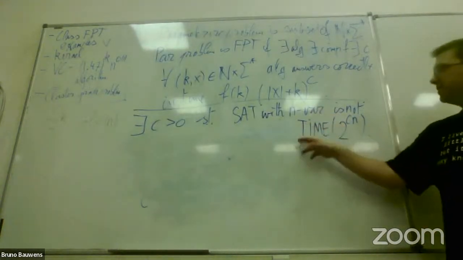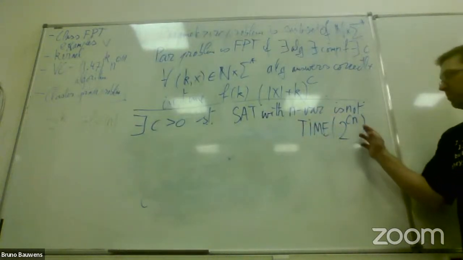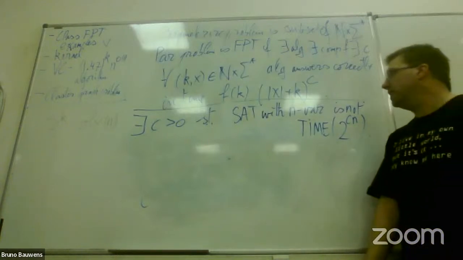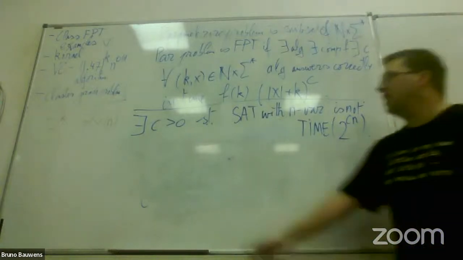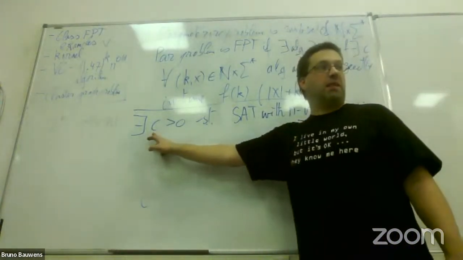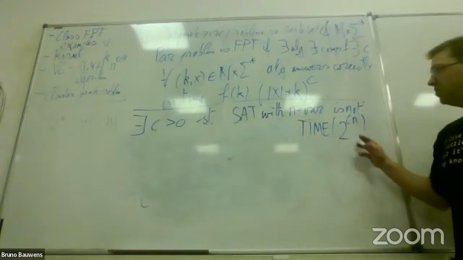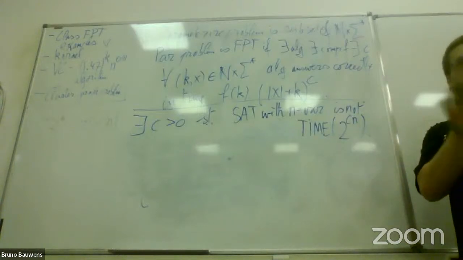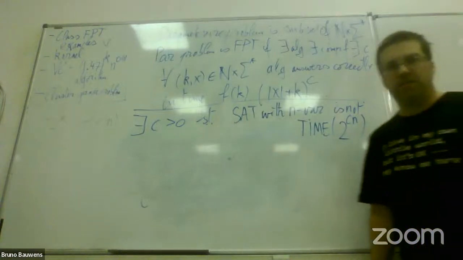SAT with n variables is not in time 2 to the power cn. So there is a subtlety, like a sub-exponential. It might happen that for every c, there exists an algorithm that is in time 2 to the power cn, but it's a different algorithm for every c. So there is kind of a subtle borderline case.